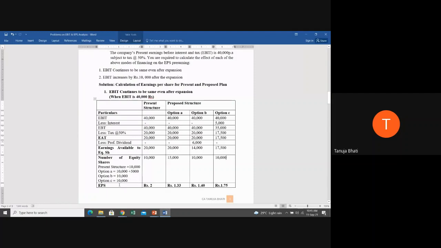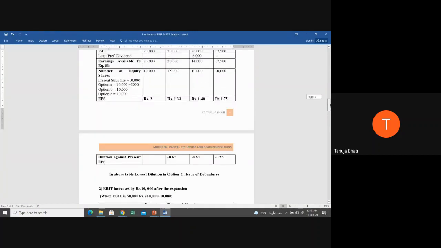Earnings per share is nothing but earnings available to equity shareholders divided by number of equity shares. So you got rupees 2, rupees 1.33, rupees 1.40, rupees 1.75. So this is when EBIT continues to be same even after expansion.